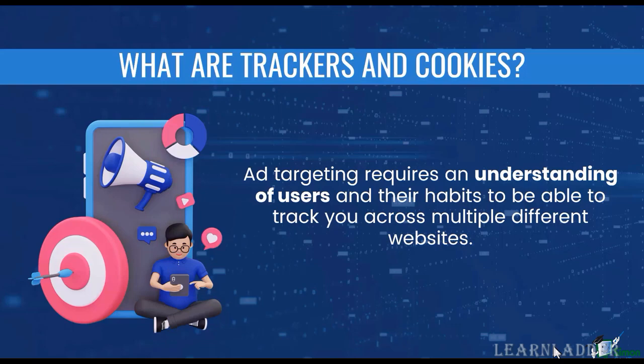For example, if you sell baby clothes and you only have insight into a user's activity on your site, you might be targeting the wrong internet users, since the ones you want to sell to never actually visit your website. Trackers and cookies are methods by which advertisers can accomplish this tracking of users across different websites.